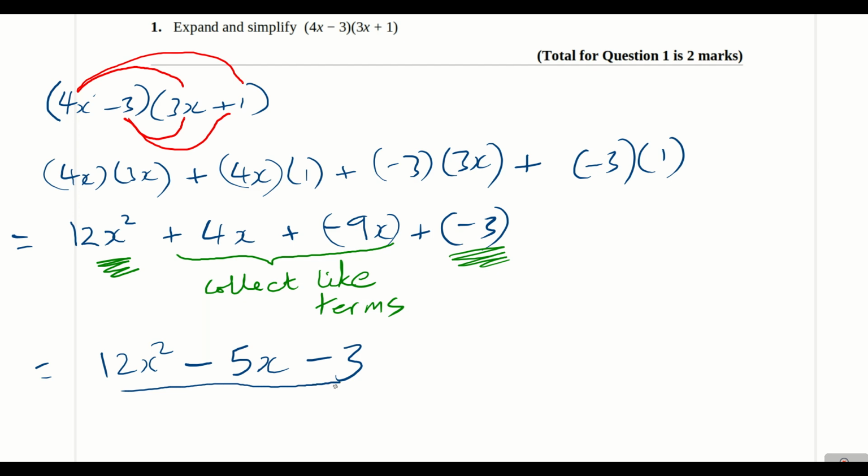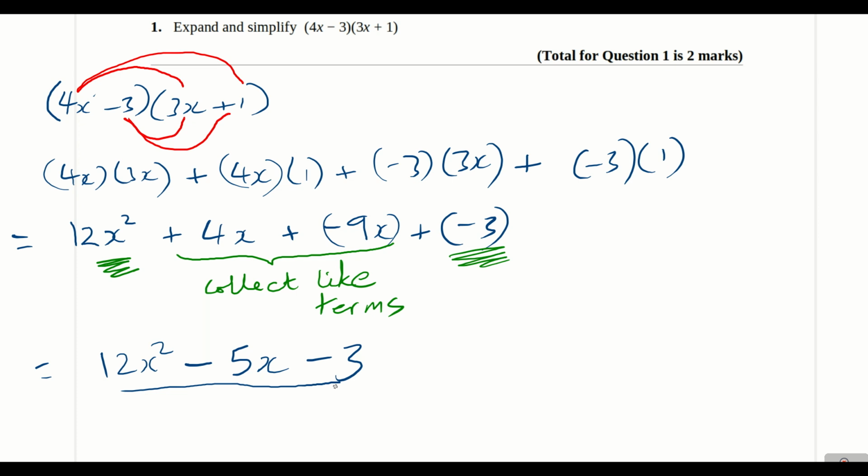And there, we've done it. That's the final answer. Now, the question doesn't ask us to do this, but we will need to do this in future, so it's probably worth thinking a little bit more about this expression.